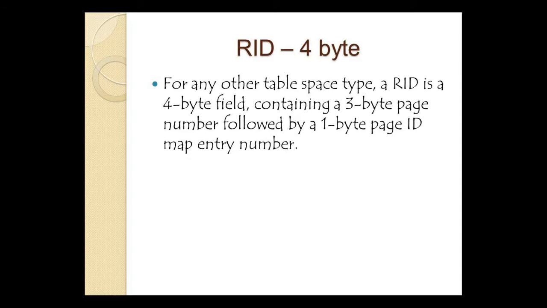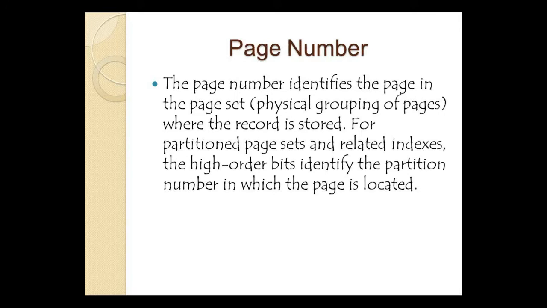Similarly, for any other type of table spaces, like segmented or simple or classic partitioned, you would have a 4-byte RID, which consists of a 3-byte page number and a 1-byte ID map number. What is a page number? A page number is a part of a page set, which is a physical grouping of pages where the record is stored. So in an RID, the 3-byte or the 4-byte consists of the page number.